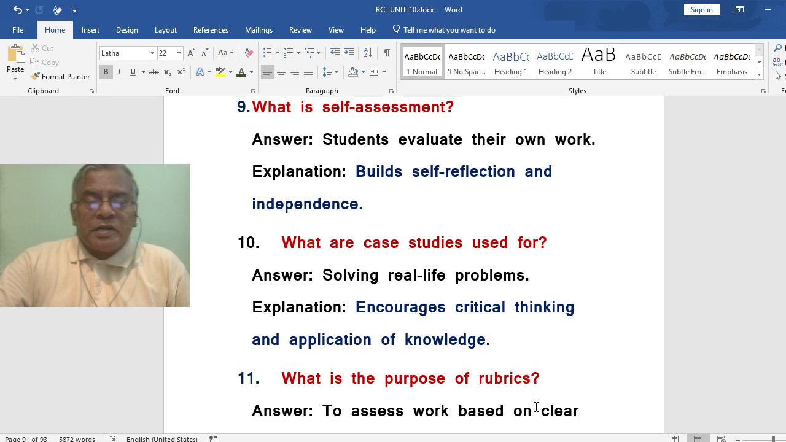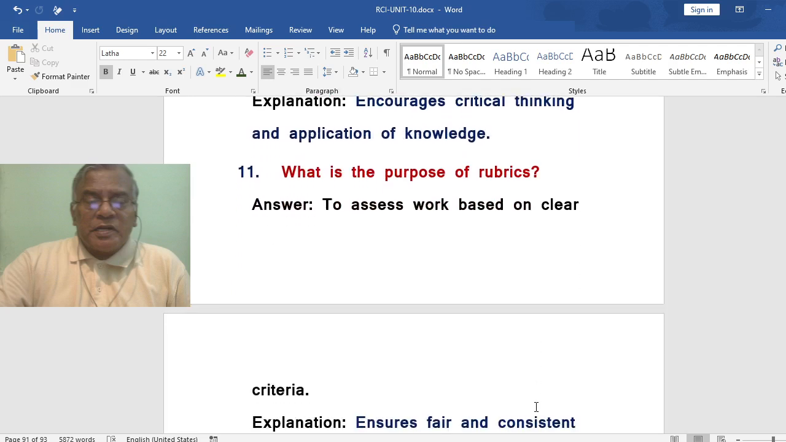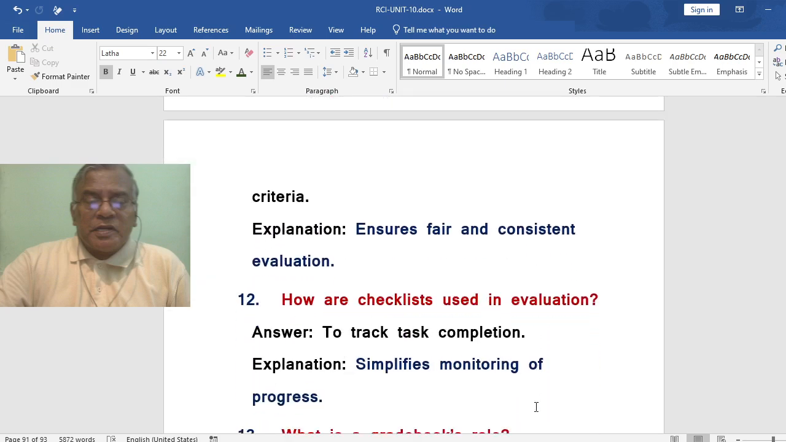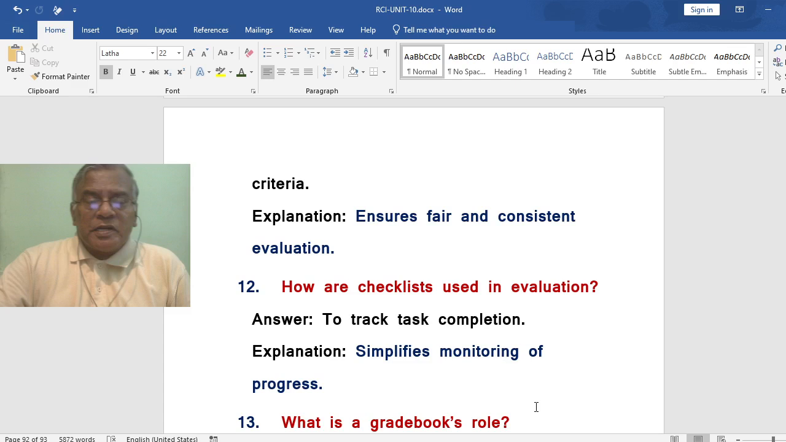What are case studies used for? It helps solving real-life problems. So case studies encourage critical thinking and application of knowledge. What is the purpose of rubrics? It is for assessing work based on clear criteria. It ensures fair and consistent evaluation.